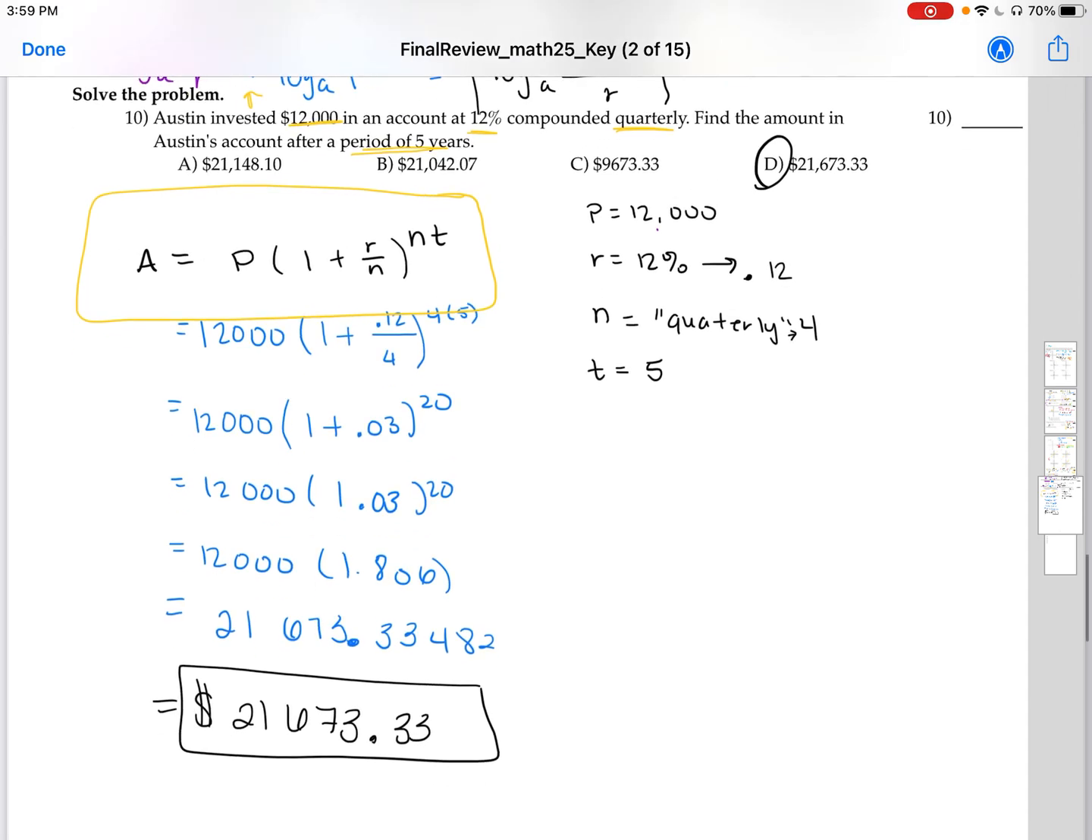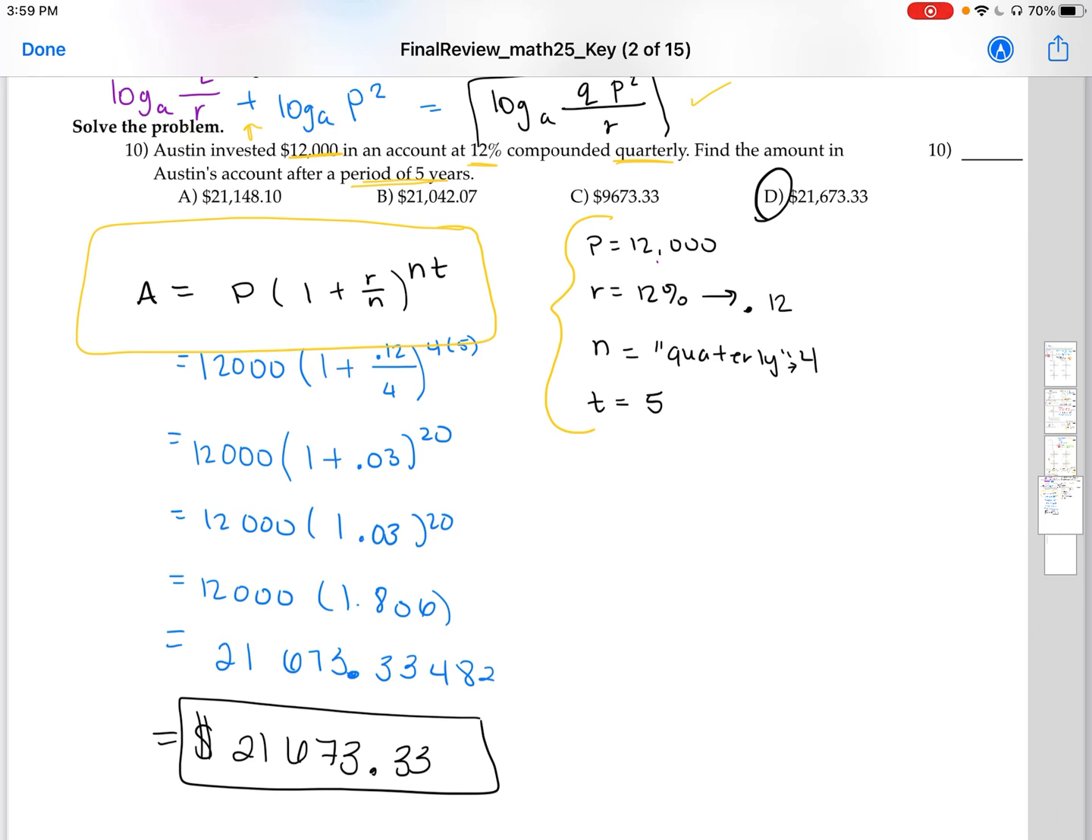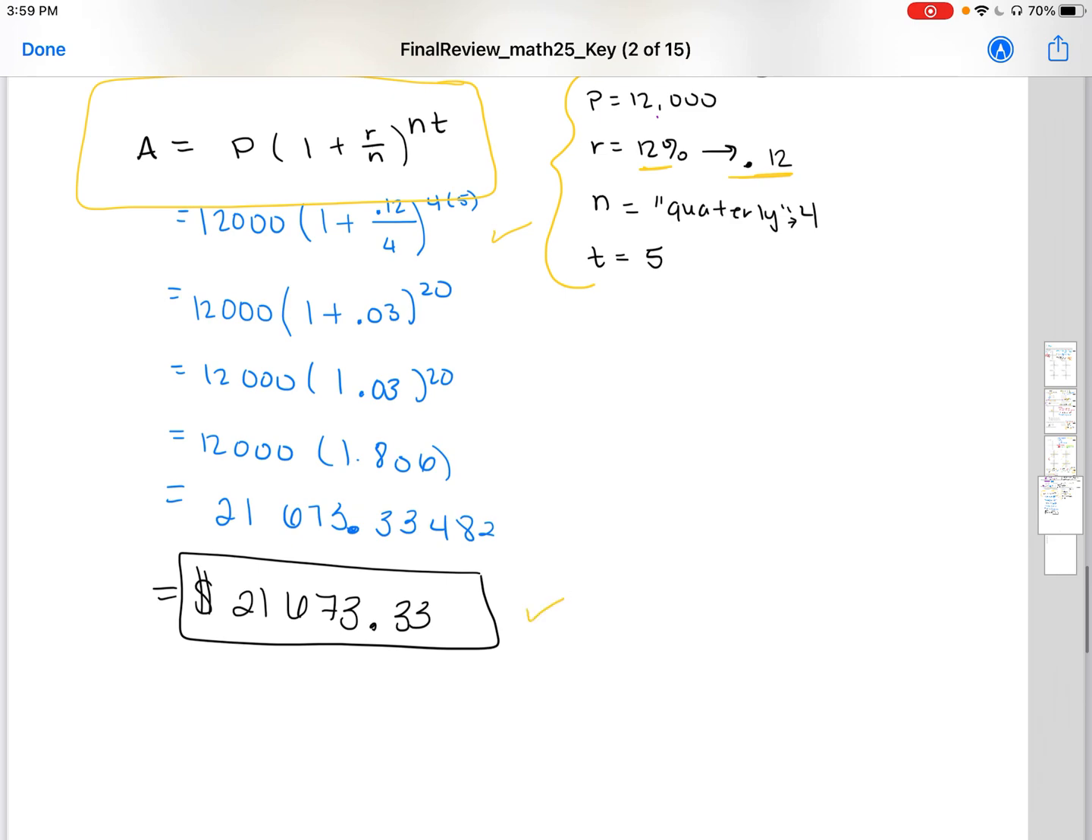All right, so then we just fill out all these pieces, which we get from the word problem above. The one thing I would highly be careful of is when we're given 12%, remember to change it to a decimal. We go ahead and plug them in and slowly use our calculator to get our final answer.